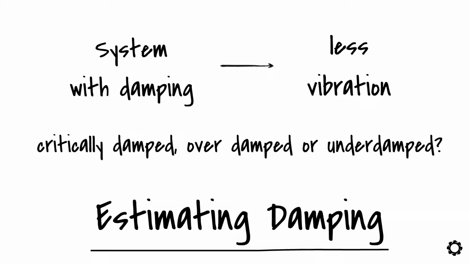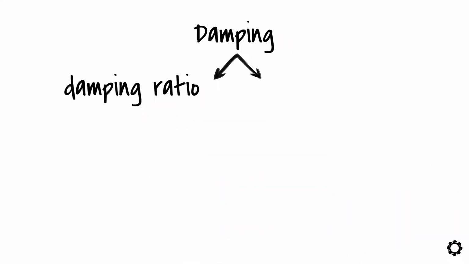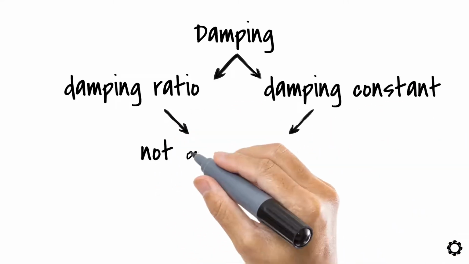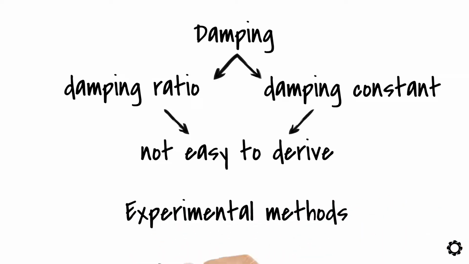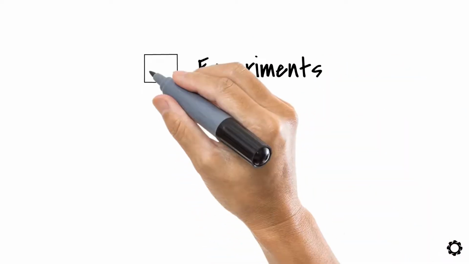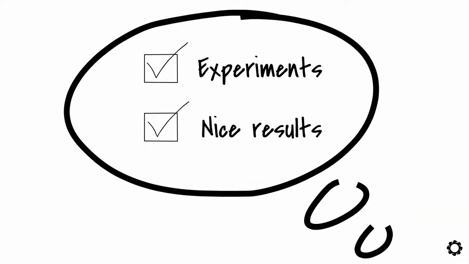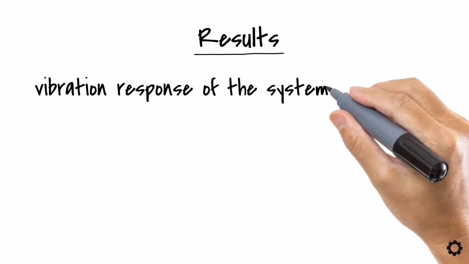As we have learned before, damping is generally expressed in terms of damping ratio or damping constant. However, it's not easy to derive the numerical value, and it's more frequent that experimental results are used for estimating damping. In another video, we will take a look at how to set up those experiments. For now, let's imagine that we did those experiments and got some nice results. These results are nothing more than the vibration response of the system under study.